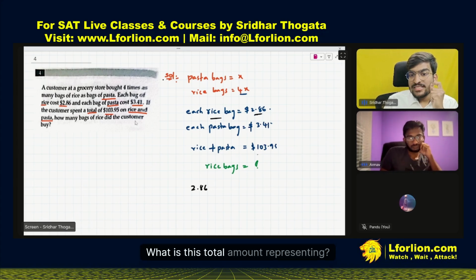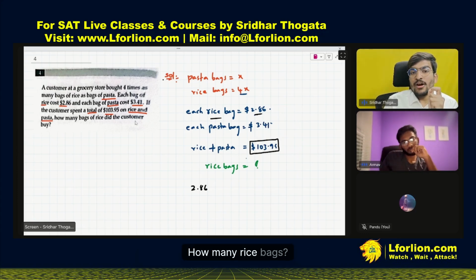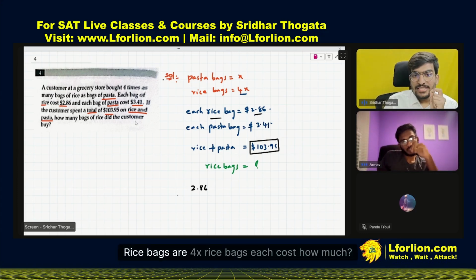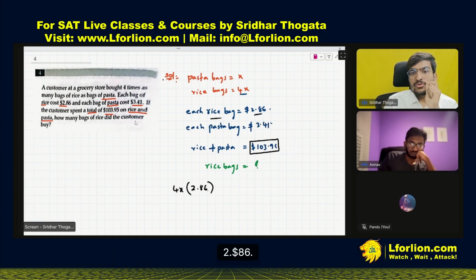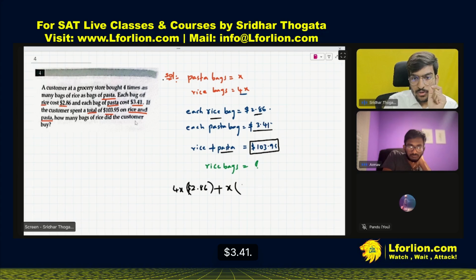2.86. What is this total amount representing? Rice bags. How many rice bags? Rice bags are 4x. Each costs how much? $2.86. That plus pasta bags. Pasta bags are x. Each costs how much? $3.41.